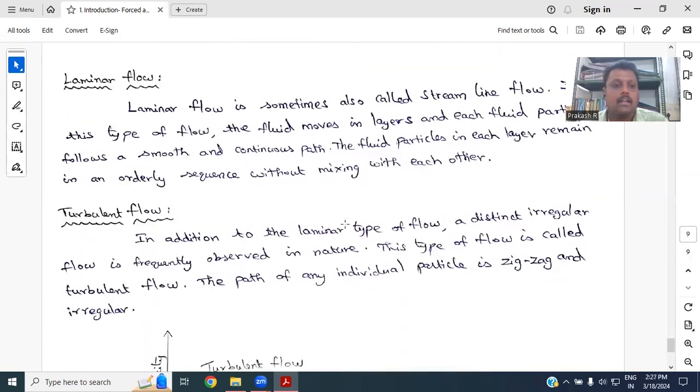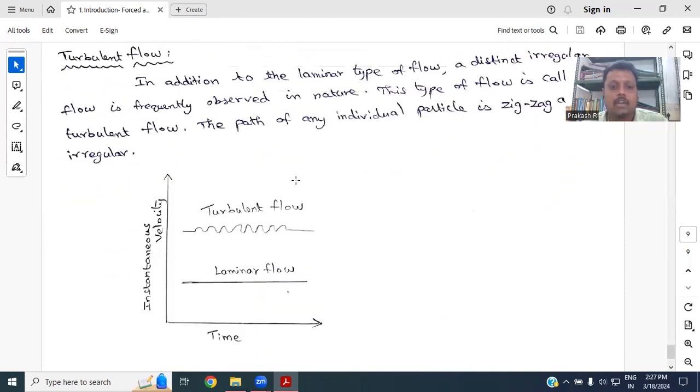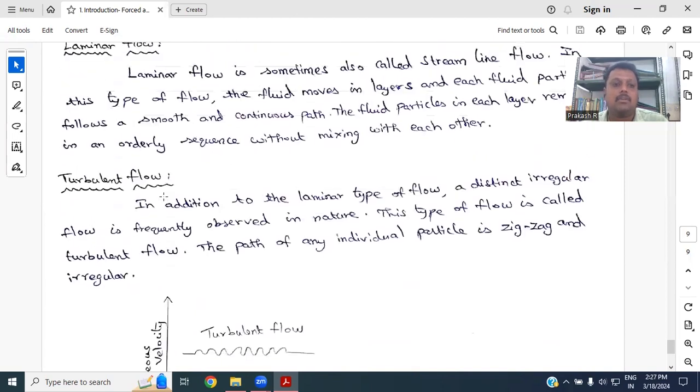Okay. And the next term will be laminar and turbulent flow. We already studied this in the fluid mechanics subject itself. When the fluid flow follows a smooth and continuous path, it is called laminar flow. If the fluid follows an irregular, zigzag path, it is called turbulent flow. So turbulent flow always has a higher velocity compared to laminar flow.